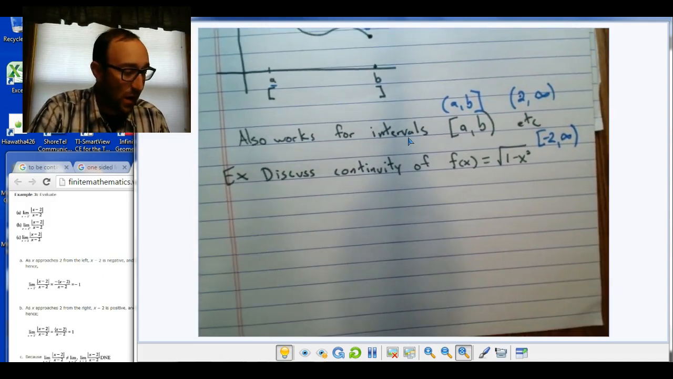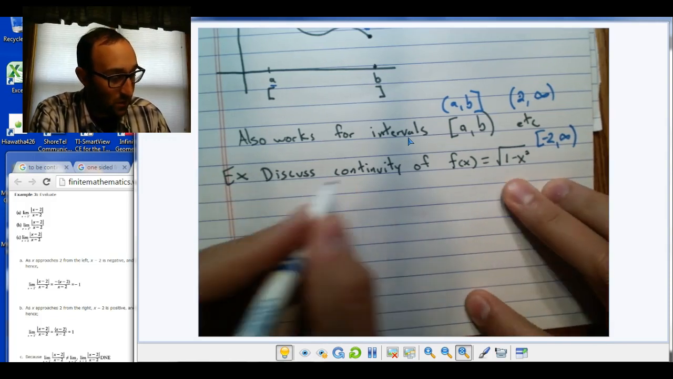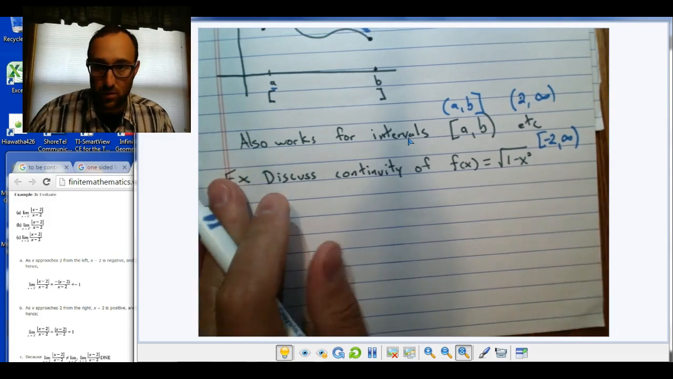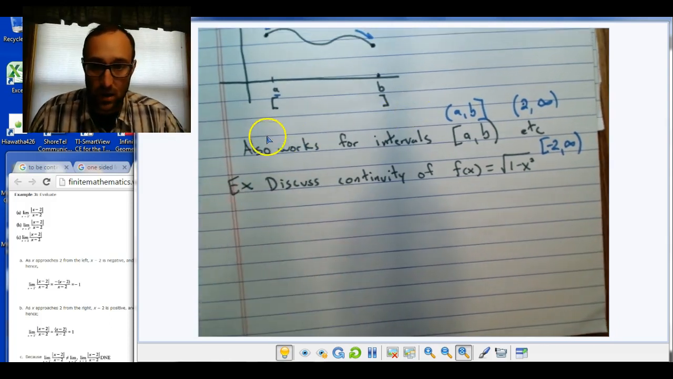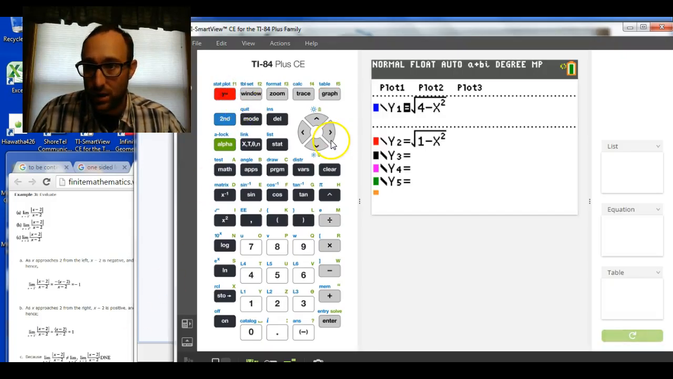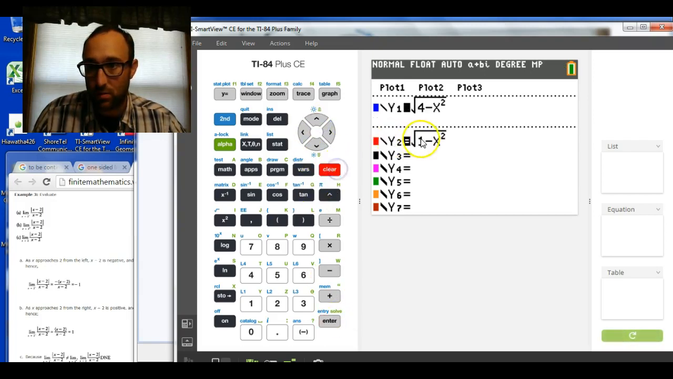Discuss the continuity of f of x equals the square root of 1 minus x squared. So if I want to say it's continuous, I want to say, is it continuous on the open or the closed interval? So the first thing we're going to do is look at, is it continuous on the open interval? So what we will do is look at the equation. So what I did here is I already plugged it in. Oh, and let's just clear this one out.